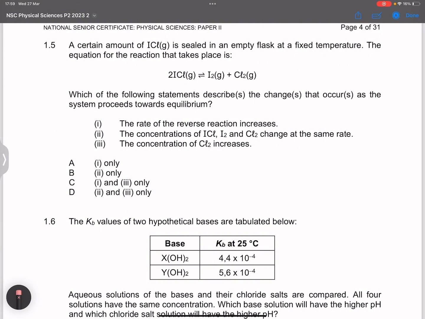The rate of the reverse reaction is increasing. Absolutely, I agree. As we're nearing equilibrium, the rate of the reverse reaction definitely keeps increasing. Then they say the concentrations of ICl, I2, and Cl2 change at the same rate. Absolutely not. Remember, we have not reached equilibrium, so statement 2 would be incorrect. Now, statement 3 says the concentration of Cl2 increases. Now, please remember, the rate of the forward reaction as we get towards equilibrium is still higher than the rate of the reverse reaction.